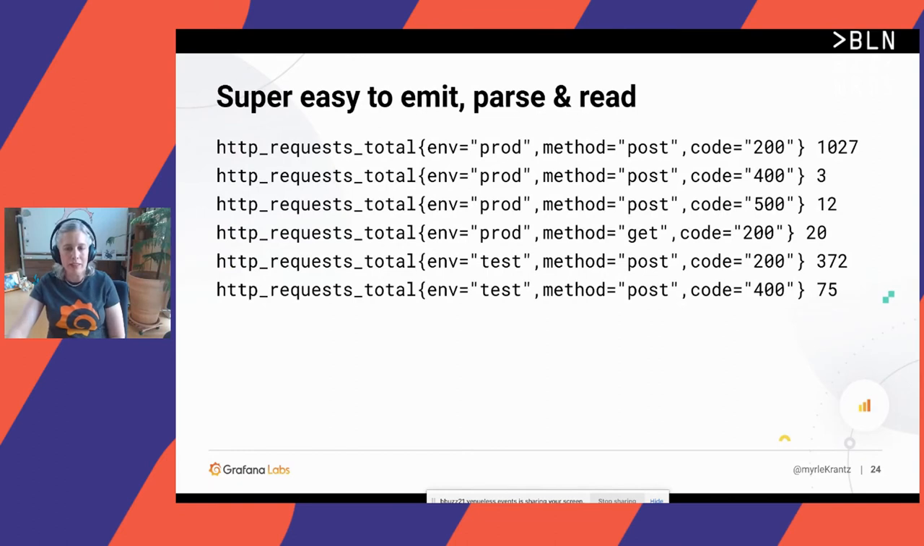So here are some simple examples of the measures that you can capture. You can look, for example, at HTTP requests, and then you can look at different environments, production or a test environment. You can look at different methods, post or get. You can look at it by code, and then you can see the number of requests within each of these categories.